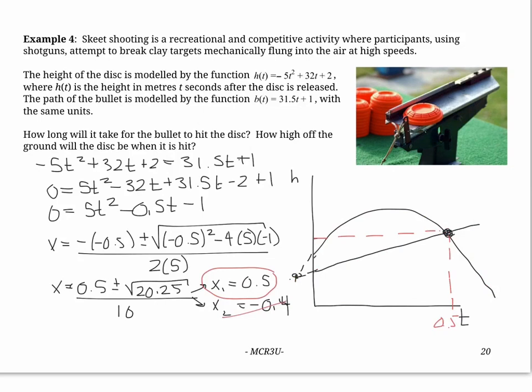We have our bullet. Our bullet is b of t. So I'm going to plug 0.5 into b of t. b of 0.5 is 31.5 times 0.5 plus 1, and we get 16.75. So that is the height, 16.75. Here it is, 16.75, where the bullet actually hits the clay disc.